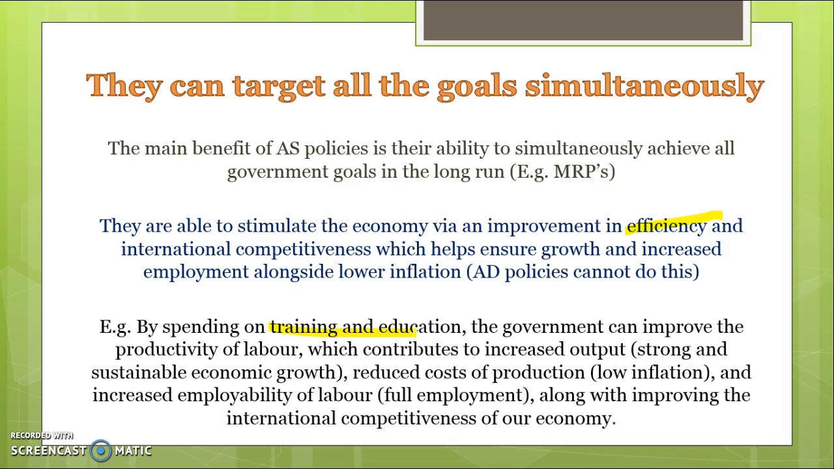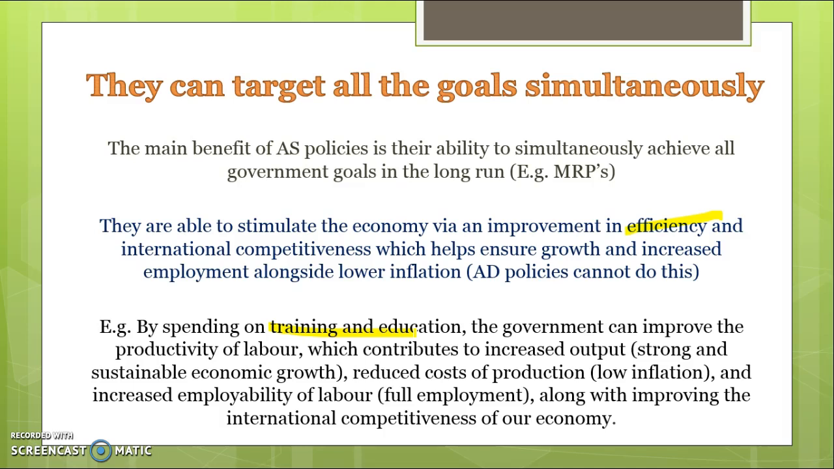So there's your policy, education and training, and then linking it to each of the three goals. Increased output because we're better at what we do, lower prices because of reduced costs of production, because of increased productivity, and increased employability of labour, reduced structural unemployment, which helps to increase full employment. Bang, all three of the goals all simultaneously achieved.